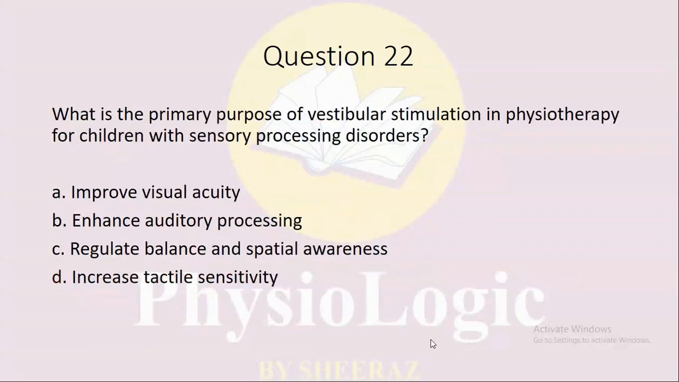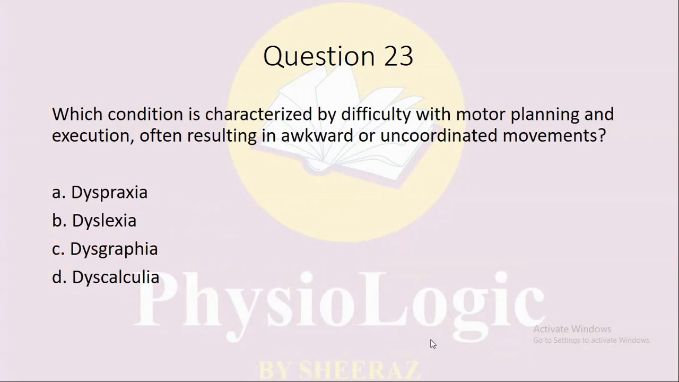Question number 22. What is the primary purpose of vestibular stimulation in physiotherapy for children with sensory processing disorders? Option A, improve visual acuity. Option B, enhance auditory processing. Option C, regulate balance and spatial awareness. And option D, increase tactile sensitivity. And the correct answer is option C, regulate balance and spatial awareness, because the vestibular system is concerned with maintenance of balance.